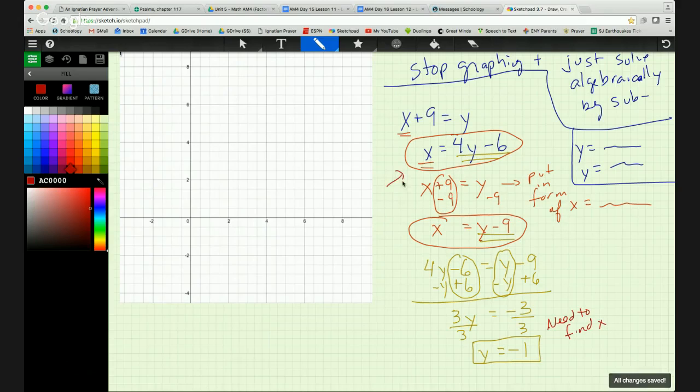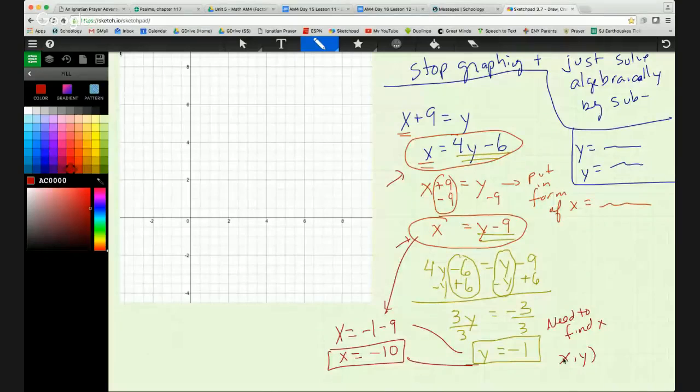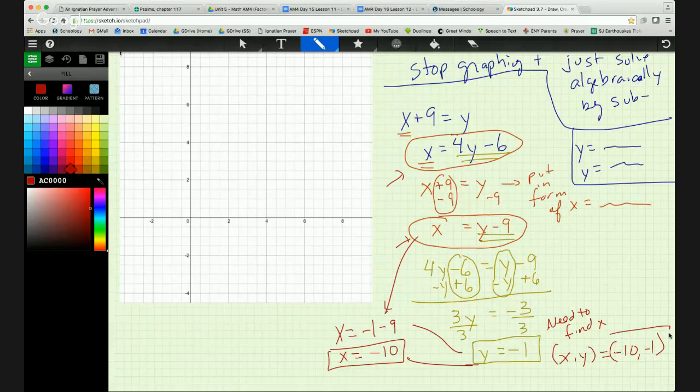Well, I can look at either equation. Let's look at the easy one here, the one where x equals y minus 9. I know that y is negative 1, so let's rewrite this and say x is equal to y, which is negative 1, minus 9. So negative 1 minus 9 is negative 10. Well, x equals negative 10. So if I put these together, I get x comma y equals negative 10 comma negative 1. And that's my answer. I'm going to box it.